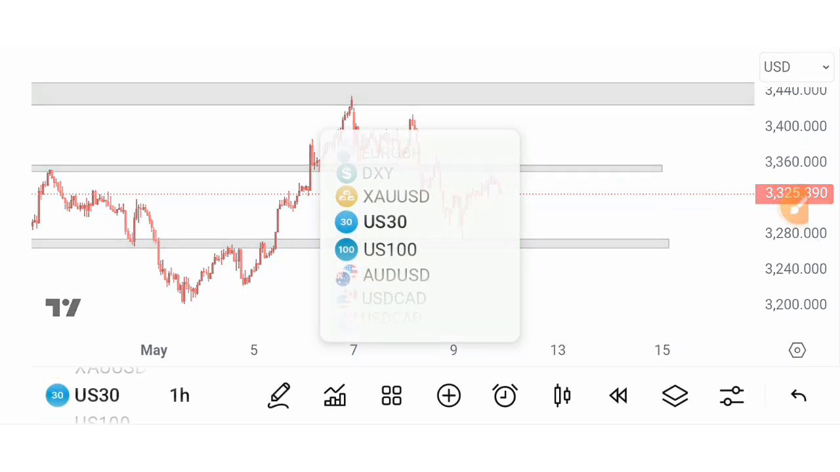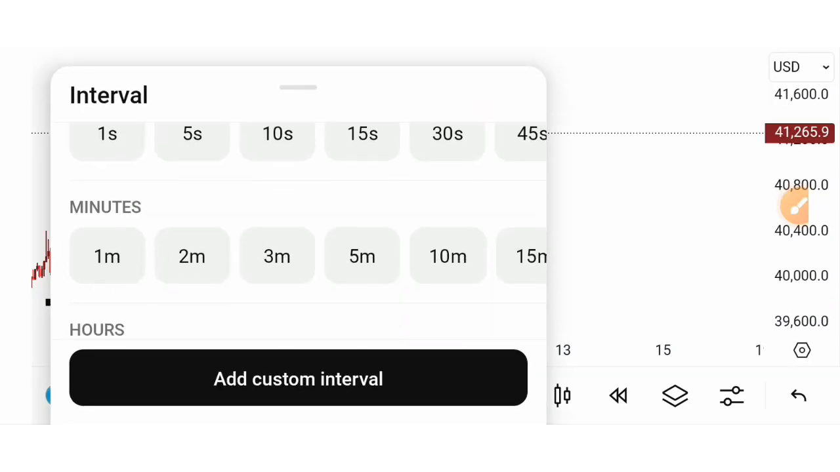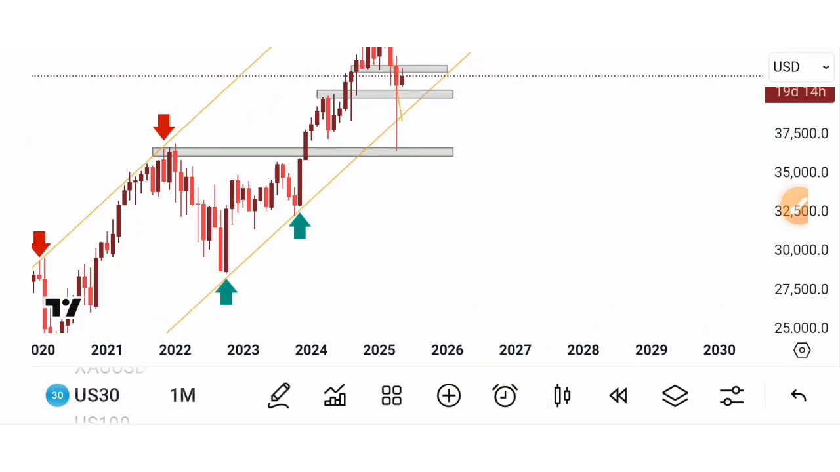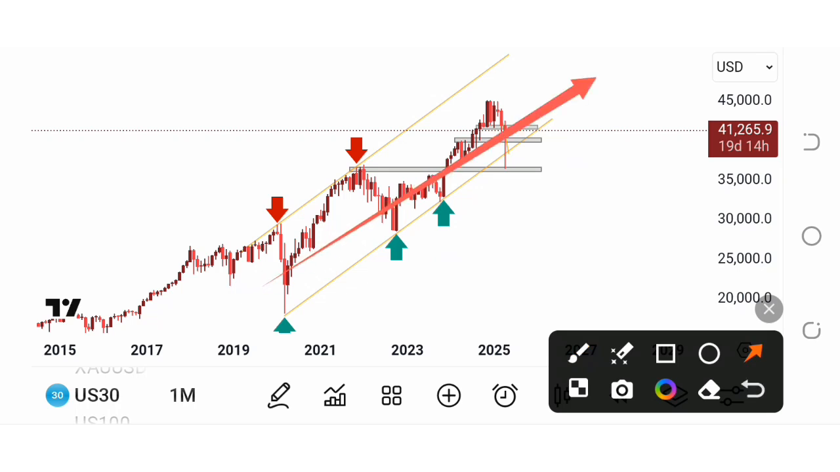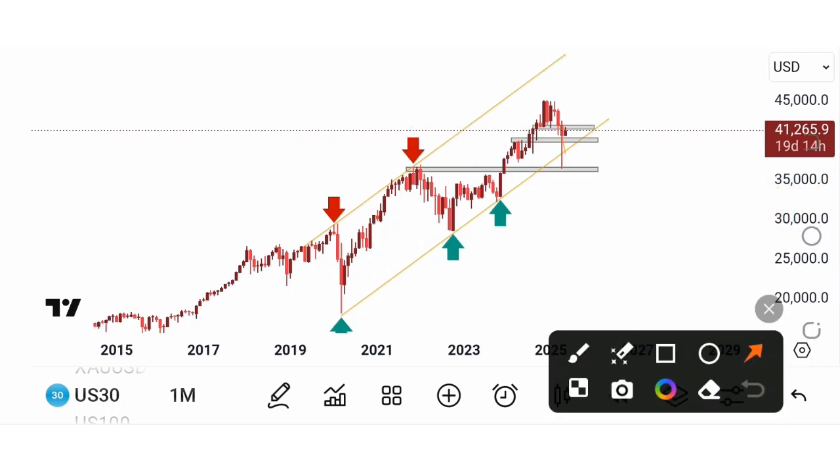Moving on to US30, I'm bullish on this market. Let's go to the higher time frame. On this particular time frame, you can clearly see that this market is in a bullish trend. As you can see, the market is going up. Not only that, now the market is in a move, an impulsive move to the upside.